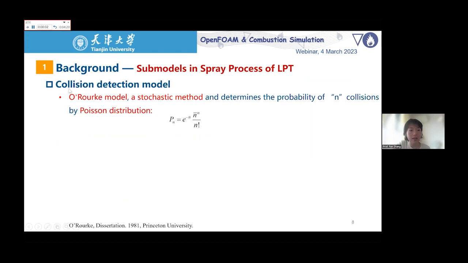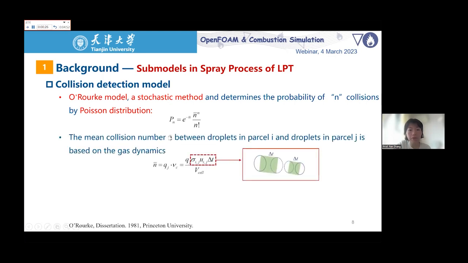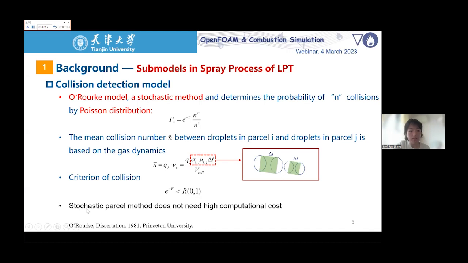First, let's look at the collision detection model. There are several detection models. I will introduce two of them. The first is the O'Rourke model. It is a stochastic method, using a Poisson distribution equation. The collision number between the two droplets is based on gas dynamics. Then the criterion is based on the stochastic method, which means a random number between zero and one. This method is based on the stochastic idea, so it doesn't need a high computational cost.